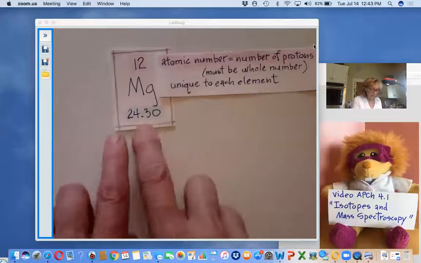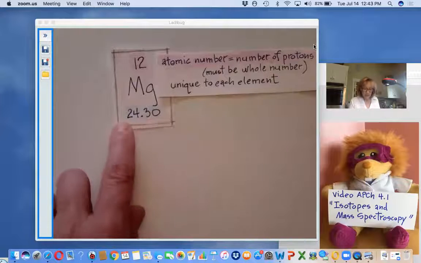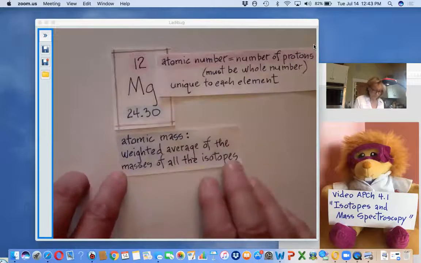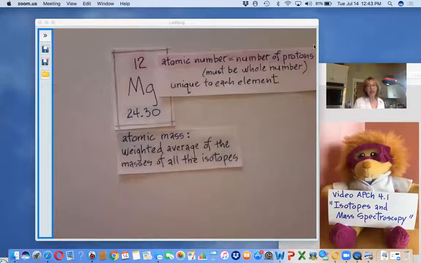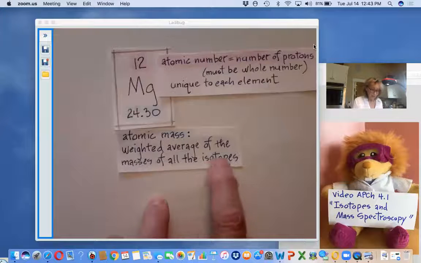We also have this other number down here, which is not a counting number, and that's what I want to talk about today. That's known as atomic mass. Atomic mass is a weighted average of the masses of all the isotopes. So let's talk about this word isotopes.